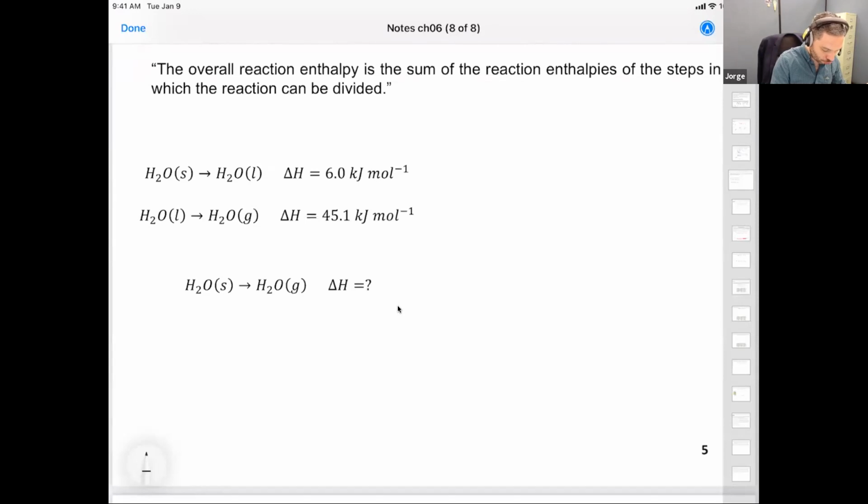So I'm going to draw the energy diagram for the reaction that we are having a problem with, which is water in the solid state, going all the way to water in the gas state.